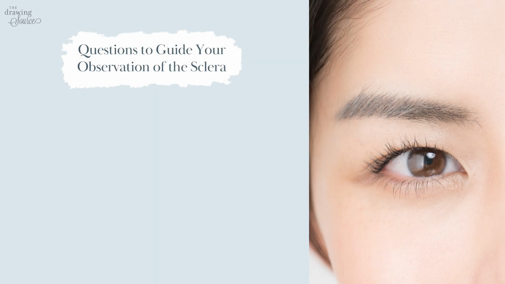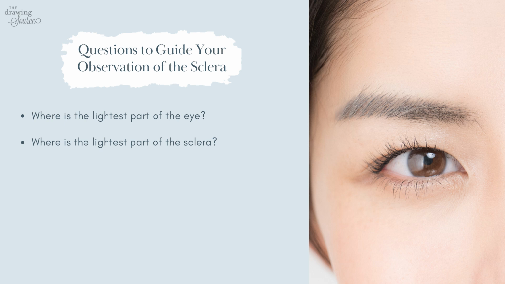The next time you're drawing the sclera, use the following questions to supercharge your observation. Where is the lightest part of the eye? Where is the lightest part of the sclera? What does this tell you about the value of the sclera? For example, here the lightest part of the eye is probably the center of this reflection. The lightest part of the sclera is to the left of the iris.